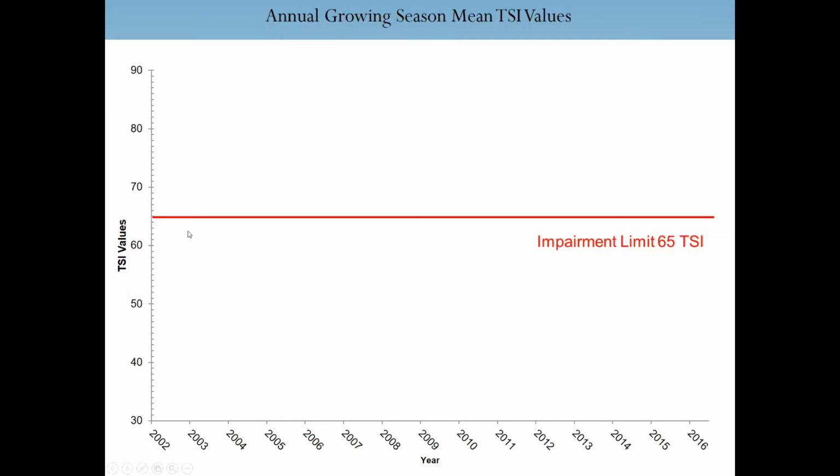But TSI values, you just can think of the higher the value, the worse the water quality. The lower the value, the better the water quality. And we have this line here of 65. So Jeff talked a little bit about lakes being impaired and water expectations not being met. So when we show this water quality data, anything that's above this impairment limit of 65 would be times when the water quality expectations are not being met. Anytime the data values are below 65, that's where we want to be.